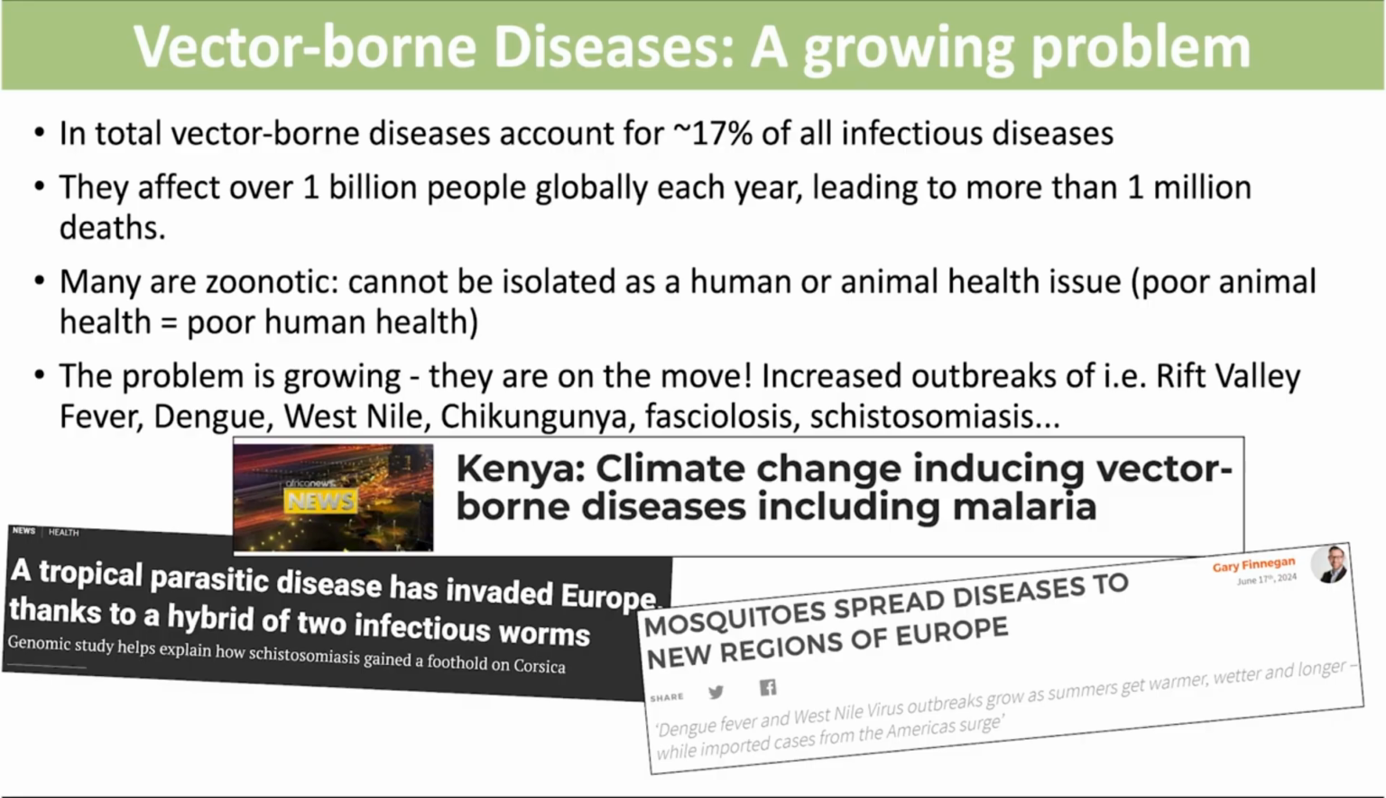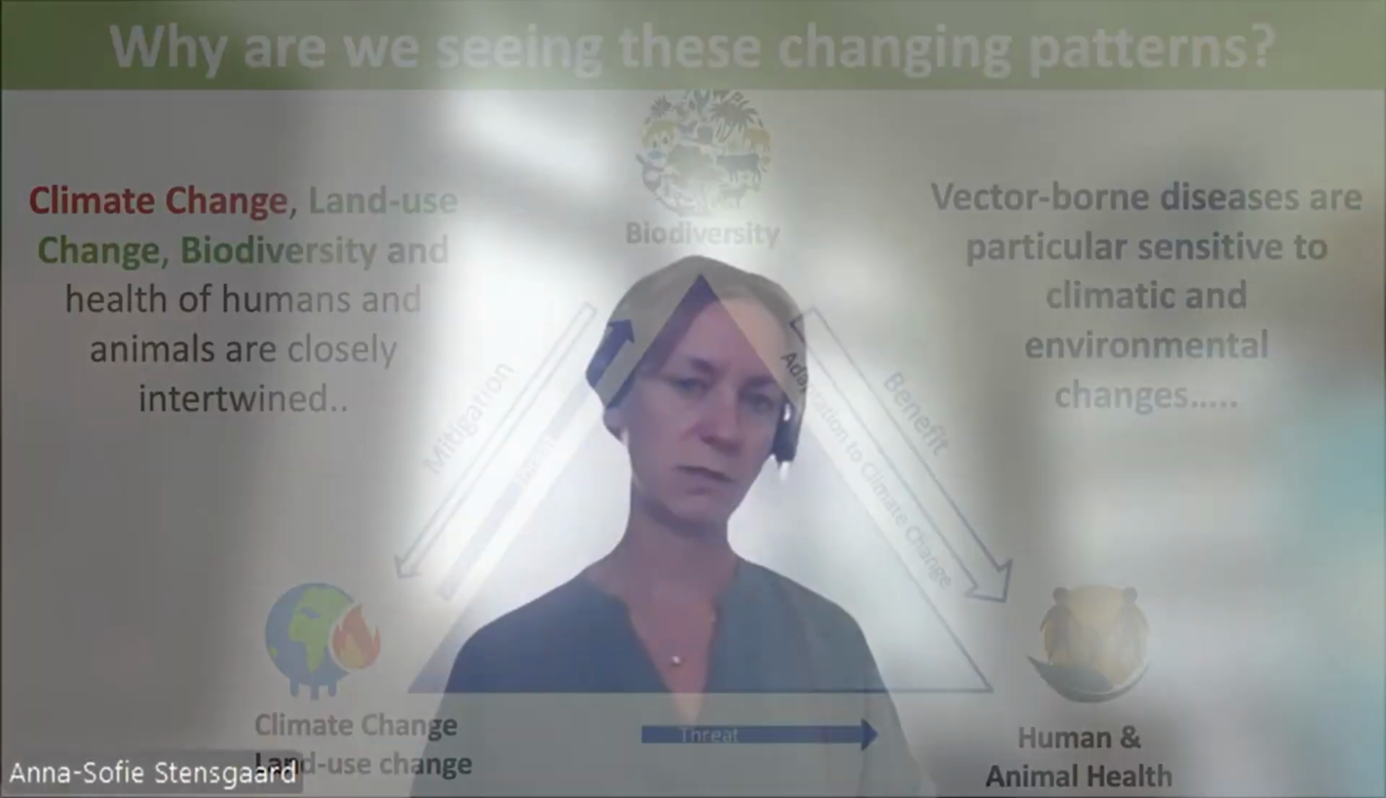They are continuously making headlines because they are on the move. So we are, for instance, seeing increased outbreaks of Rift Valley fever in both Africa and Europe, dengue fever, West Nile, chikungunya, fascioliasis, schistosomiasis, and so on. So why are we seeing these changing patterns? Why are they continuously making these headlines?